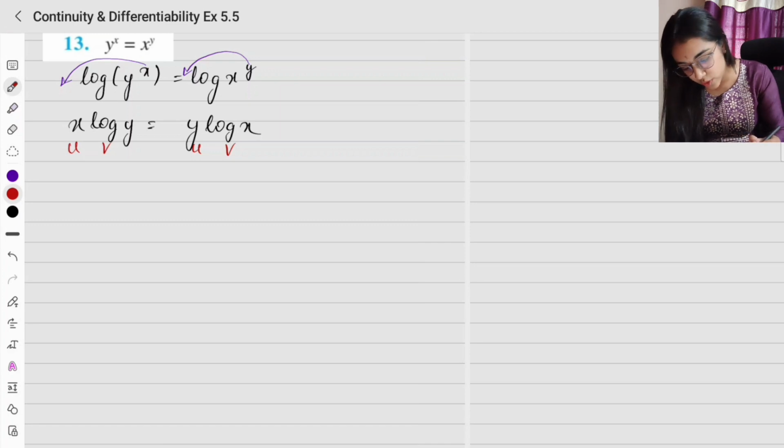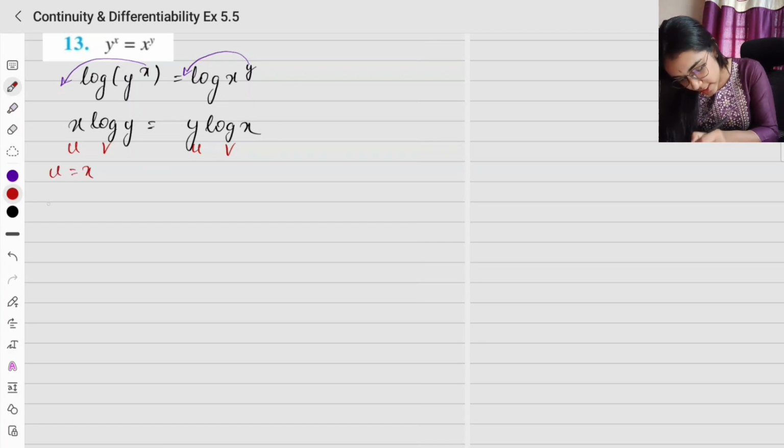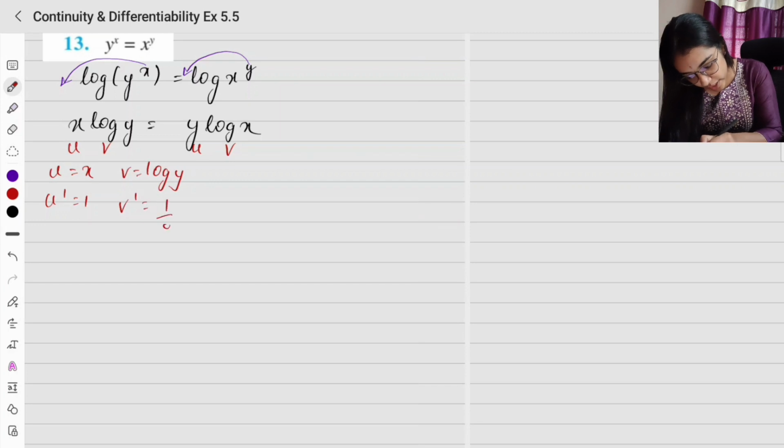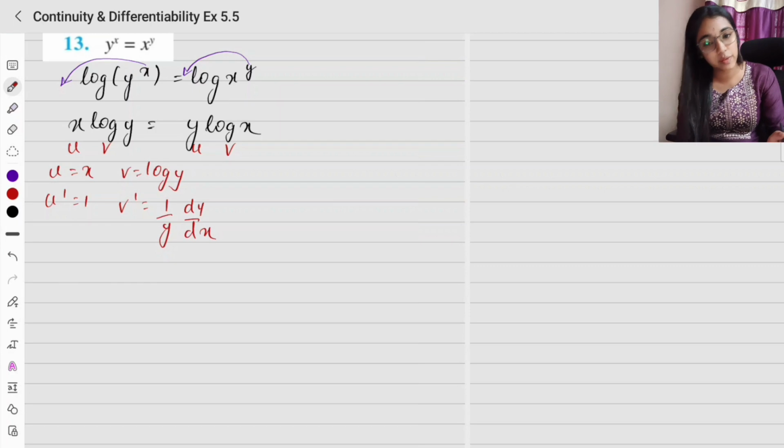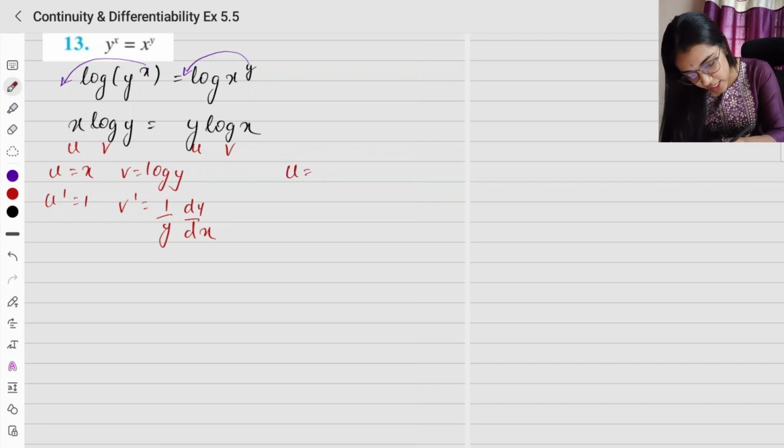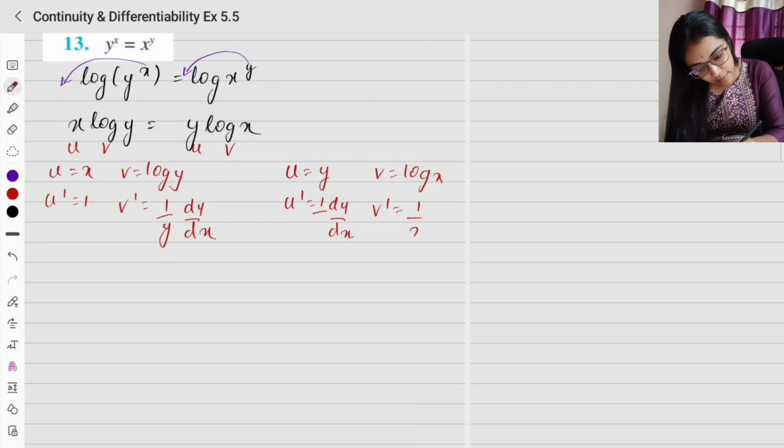I'm going to differentiate both sides. So first let's do the LHS. u equals x, so u dash is equal to 1. v equals log y, so v dash is equal to 1 divided by y times dy divided by dx. Okay, you have to remember that the variable is y and you're differentiating it with respect to x. When you differentiate with respect to x, you'll have dy by dx. And what will happen to this? u equals y, u dash is equal to 1 times dy divided by dx. Then v equals log x, so v dash is going to be simply 1 divided by x.